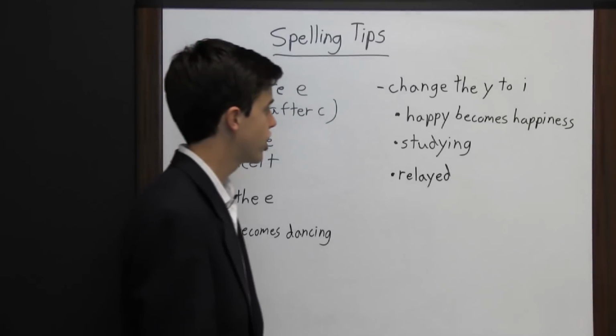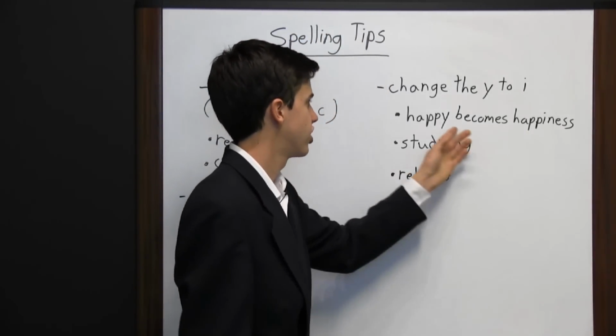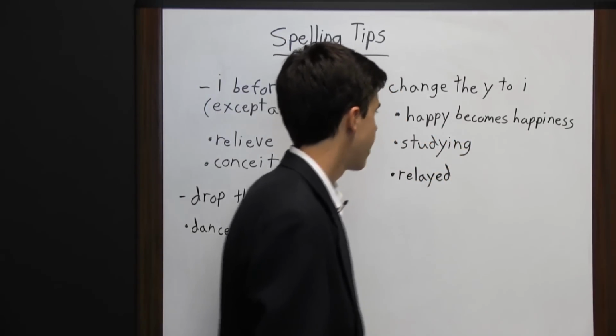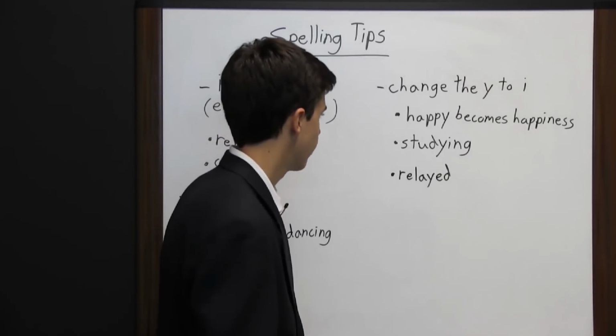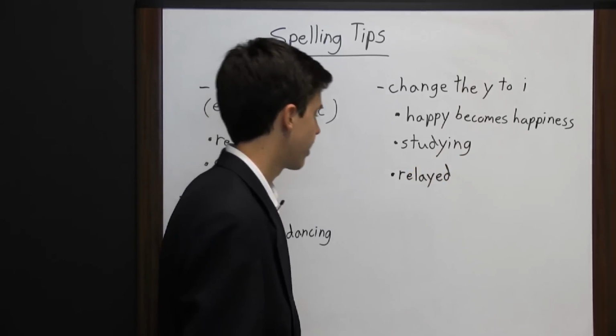And the final tip is change the Y to I. So if you have the word happy, it becomes happiness. Just change the Y right there to an I and add N-E-S-S. Now this does not apply if you're adding ing to the end of the word. So right here, study ends with a Y, but since you're adding ing, the Y remains.